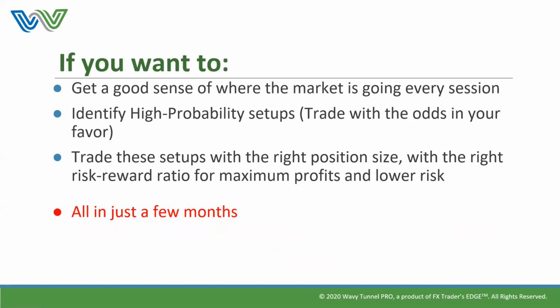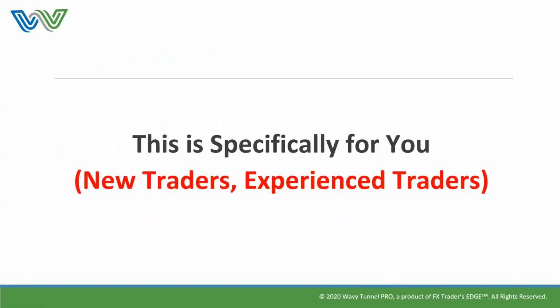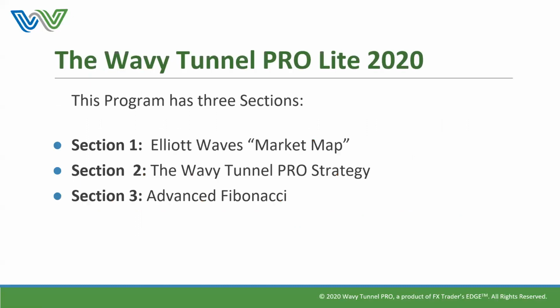If you want to get a good sense of where the market is going, identify high probability setups, trade these setups with the right position size and risk reward ratio for maximum profits and lower risk, all in just a few months, so that you remove uncertainty in your trading, gain total clarity about what to trade, when and how much, and again, get massive confidence when you learn to identify high probability setups. More on that in a minute. And finally, achieve consistent profits in your trading. Then this is specifically for you. And we have a lot of experienced traders taking this program as well, new traders and experienced traders alike.